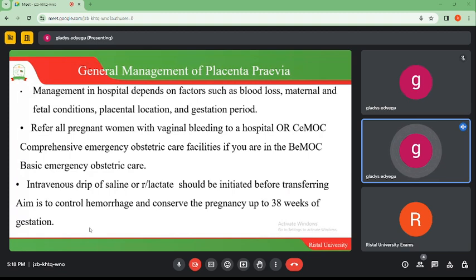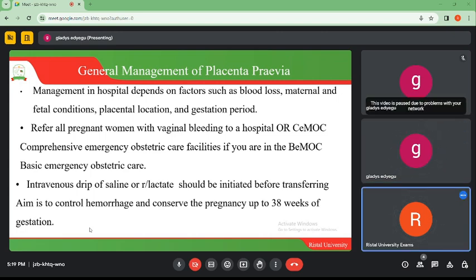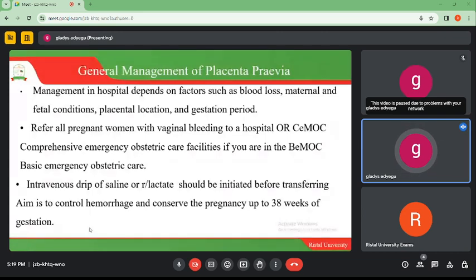So when these mothers come to you, do not handle these mothers. Basically refer them to the BMOC and the CMOC facilities. Do not handle these mothers from the BMOC facilities because you may endanger the life of both the mother and the baby. So as soon as they reach your facility and you see the mother is bleeding, you can't do the investigations from our health center 3. You can't do investigations from our health center 2. So you refer this mother immediately to a CMOC facility.